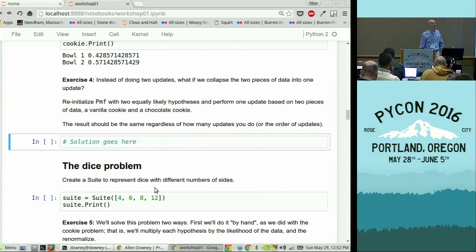Yes? How hard is it to do without replacement? The only thing you need in that case is a data structure that will keep track of how many cookies are left in the bowls. And that's actually an exercise in the book, and I have a solution to it. So if you like, I can point that to you another time. Right. The likelihoods change each time. If you don't replace the cookies, then the likelihoods of the data change each time.